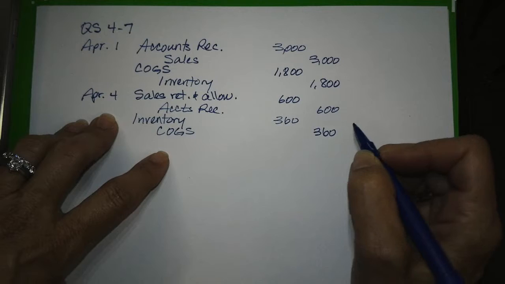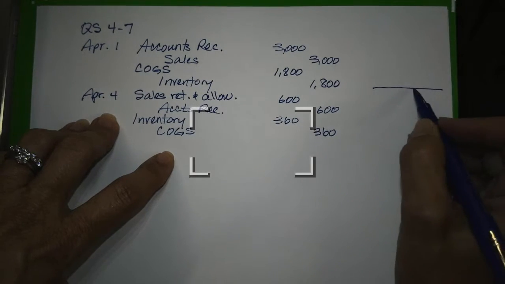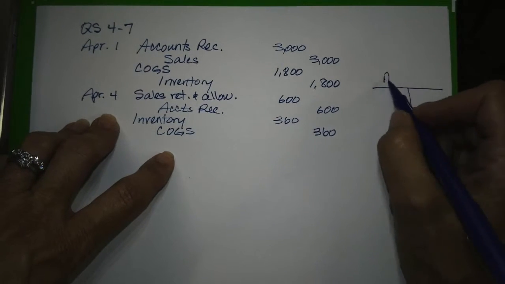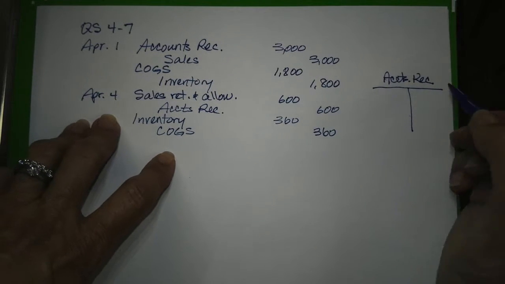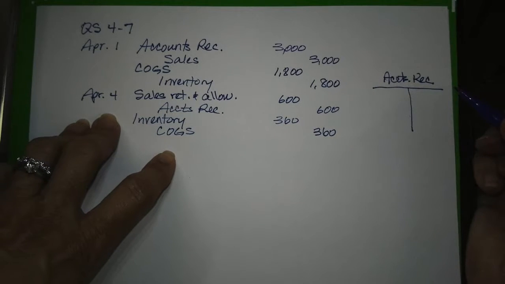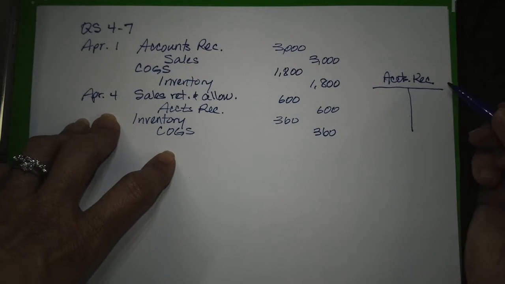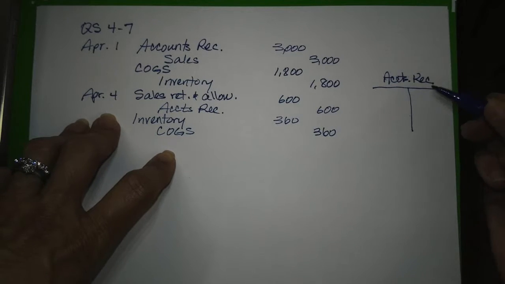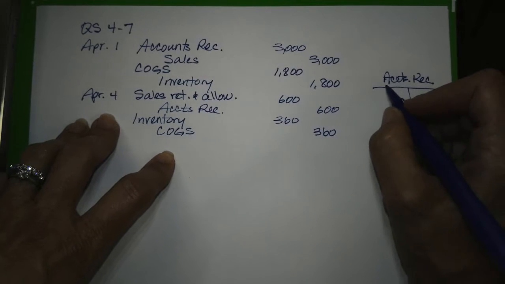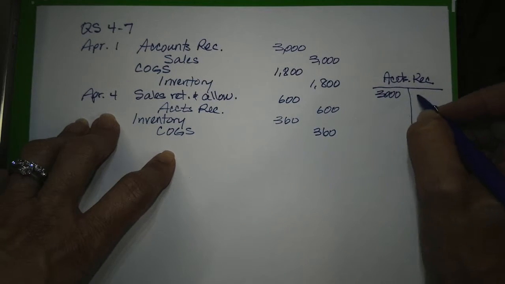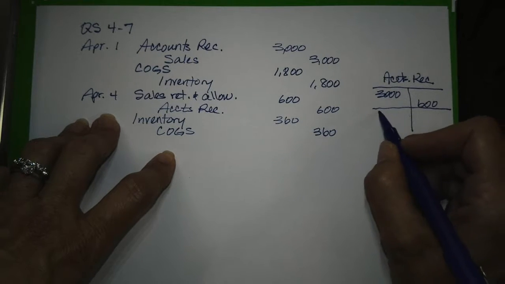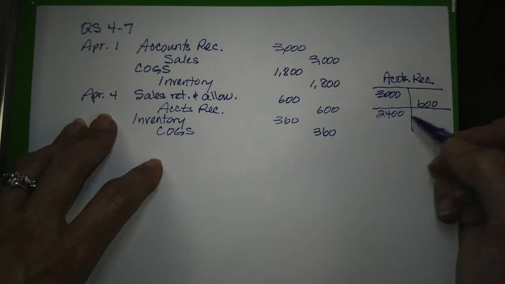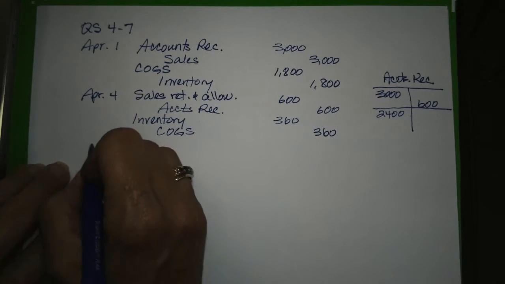Now, since I've got returns and stuff going, I'm going to be a little confused about what that customer still owes us. So I'm going to keep my T account here. Because don't forget, every customer really has their own accounts receivable account. Like if we were using QuickBooks, every single customer has their own accounts receivable account, and we would know what that balance was all the time. So at first, they owed us $3,000. Then they returned $600 worth of stuff. So now they only owe us $2,400. Okay?